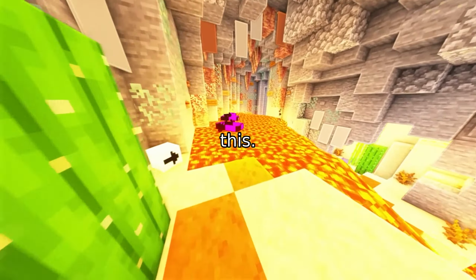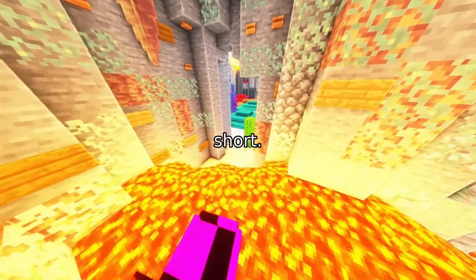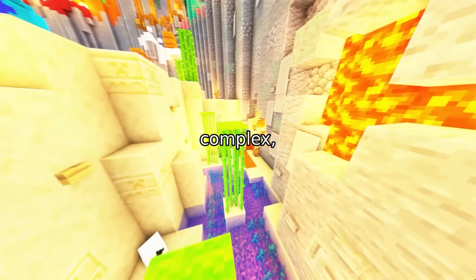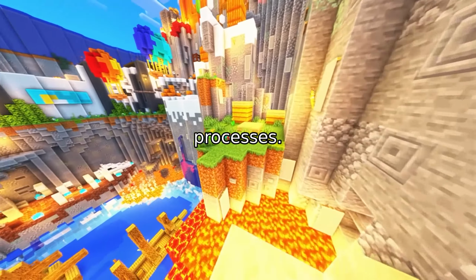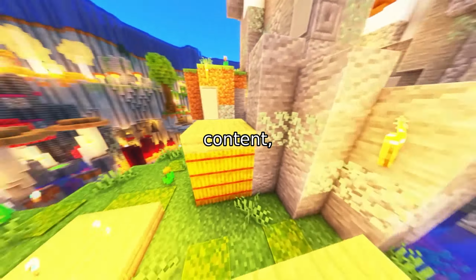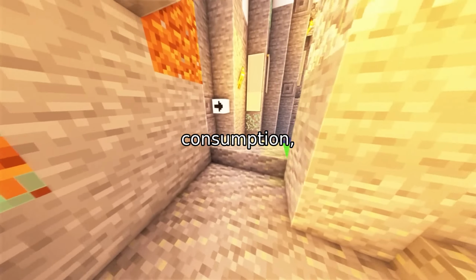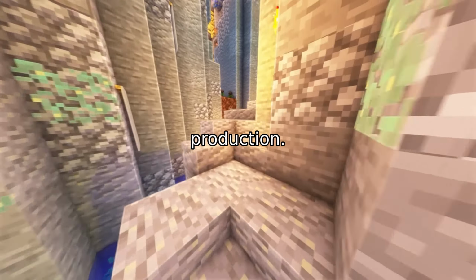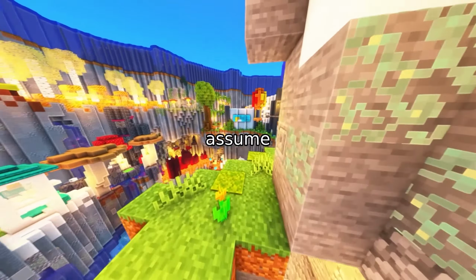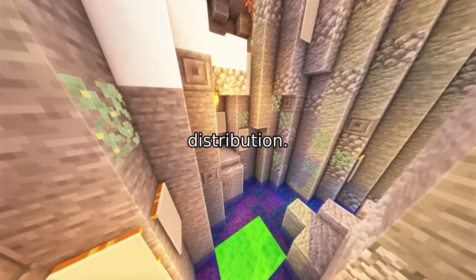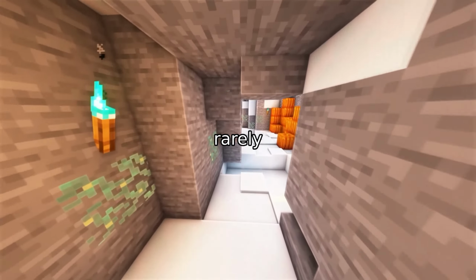Let's unpack this. Why traditional models fall short. Deep neural networks are great at modeling complex, nonlinear systems like drying processes. They can predict moisture content, fabric width, weight, and energy consumption, key variables in textile production. But they have a major weakness. They assume training and test data come from the same distribution. In real factories, that's rarely true.